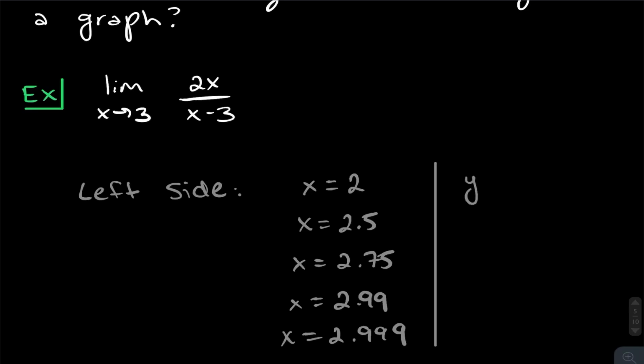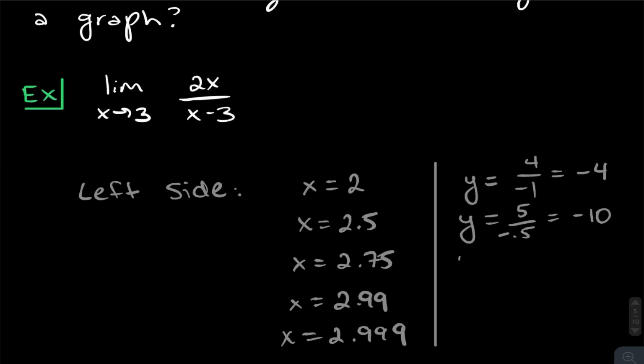Well, if x equals 2, we could just plug in a 2 here and here, right? And we would get 4 over negative 1. That's negative 4. Okay, so we have negative 4. That's a cool starting point, right? But then, if we plug in 2.5, right, we'll get a 5 in the numerator, and then in the denominator, we'll get negative 0.5, right? And so that would give us about negative 10. Okay, so this is starting to get a little bit bigger.